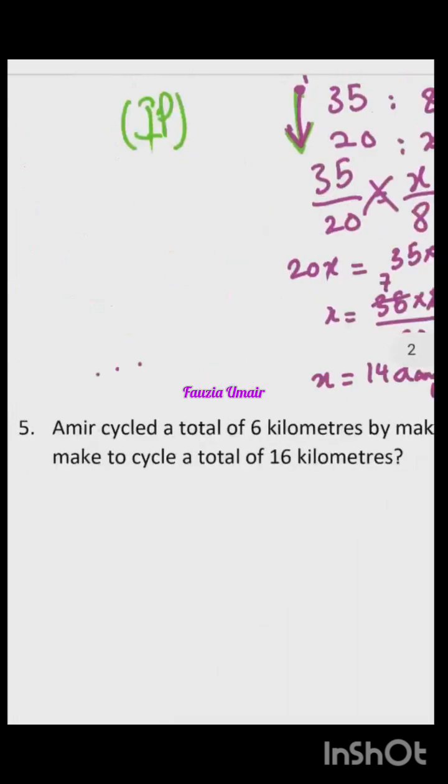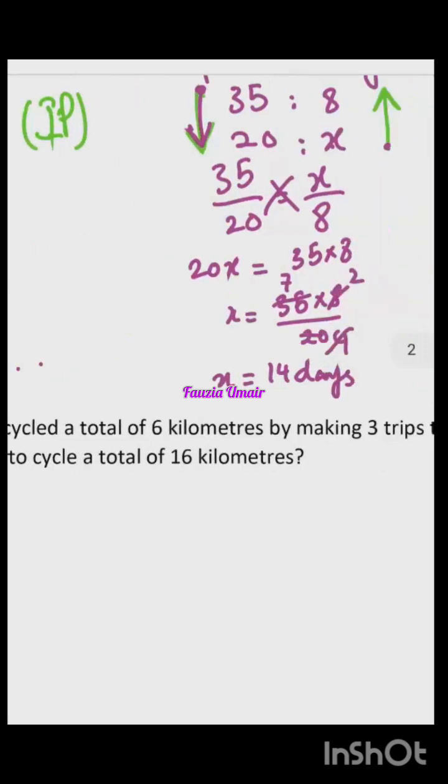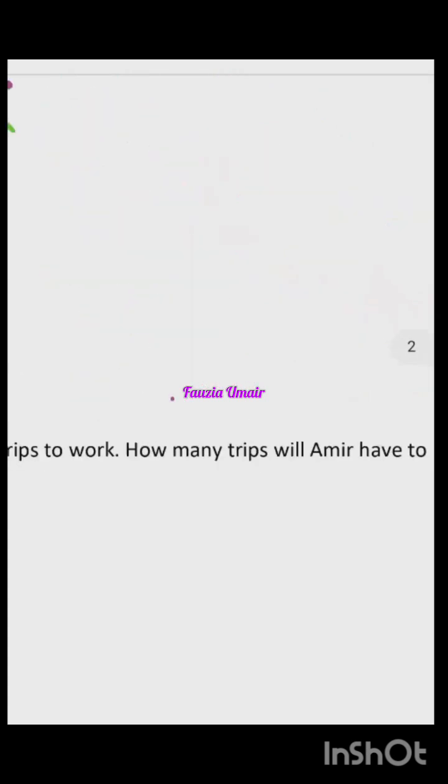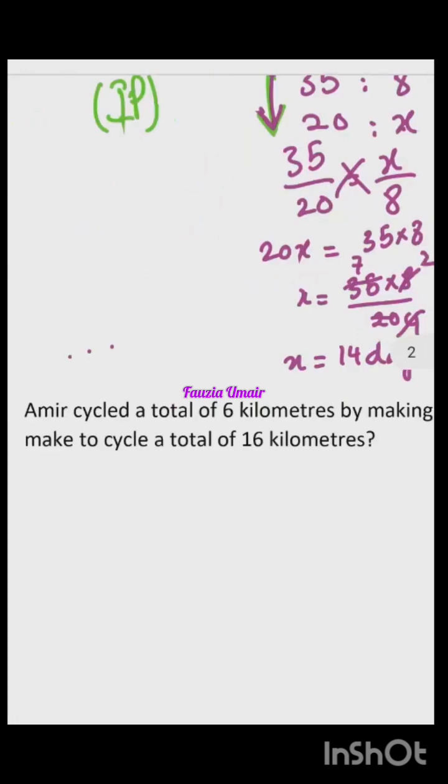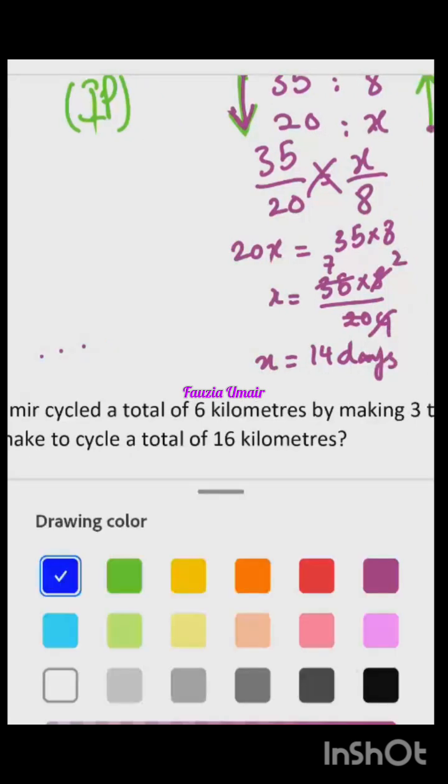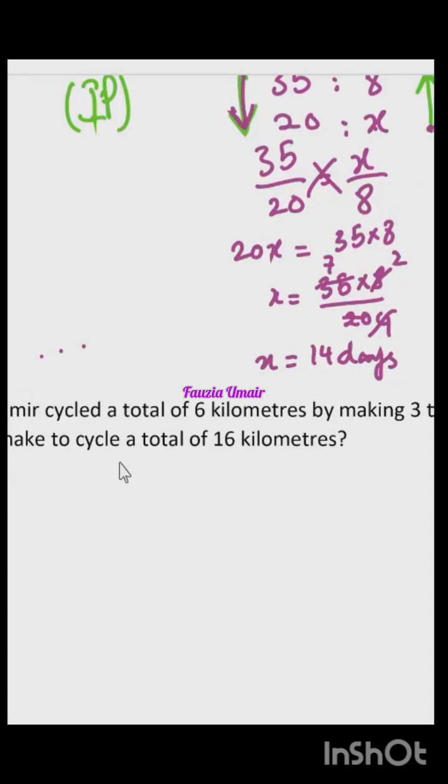So the next question is, Amir cycled a total of 6 kilometers by making 3 trips to work. How many trips will Amir have to make to cycle a total of 16 kilometers? So please raise your hand. What are the two quantities compared? Raise your hand for the answer, bete. Ji Hisham. Ma'am, distance and work.